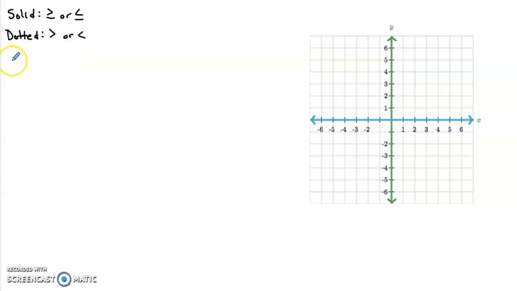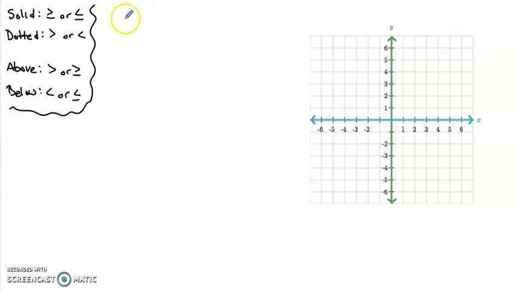The second decision we have to make is when we shade, whether we're shading above the line or below the line. We're going to shade above the line if we have a greater than or a greater than or equal to. And we're going to shade below the line if we have a less than or a less than or equal to. So let's just keep these notes off to the side while we take a look at an example.